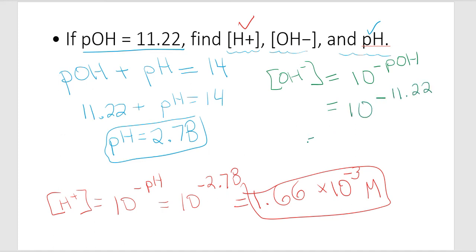So we're going to do the same thing. We're going to plug that into our calculator. We put 10 raised to the negative 11.22, and we end up with 6.03 times 10 to the negative 12. And there you go.